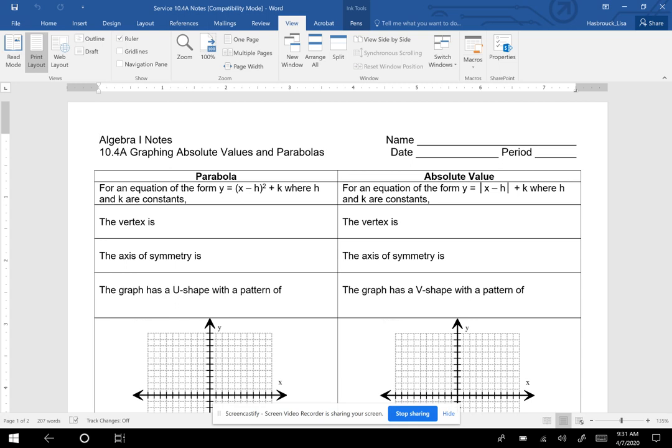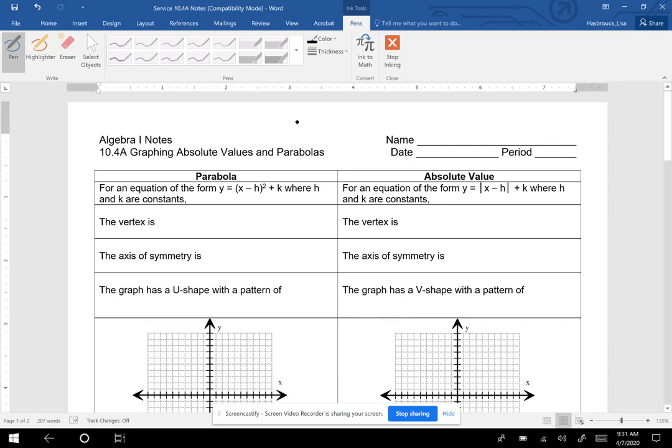Okay, so today we're going to go over the first part of the 10.4 notes. We're going to be graphing absolute values and parabolas. So we'll go over the parabola first. Parabolas have the equation in the form y equals (x minus h) squared plus k. Okay. H and k are numbers. Y and x stay in the equation.